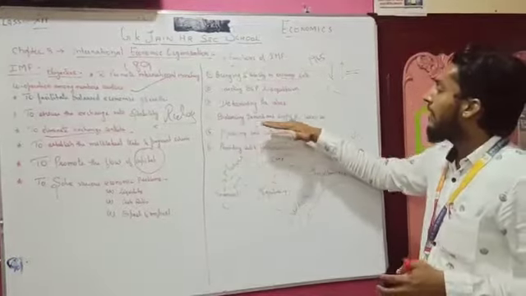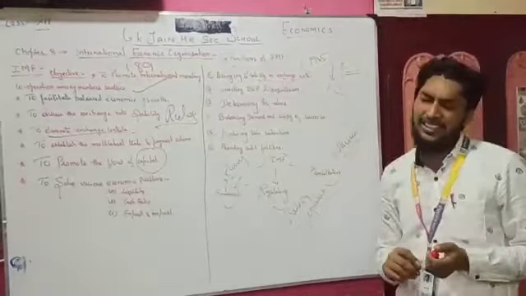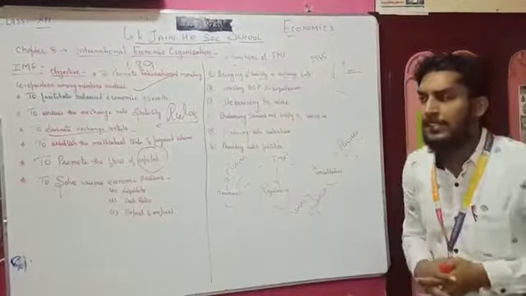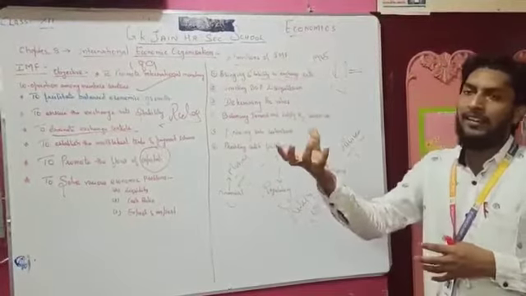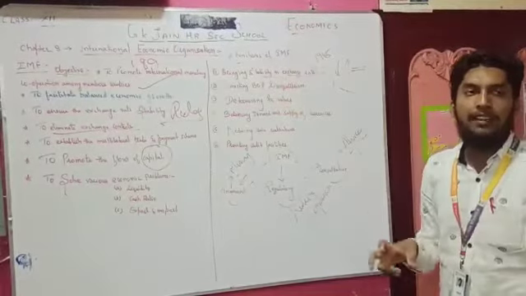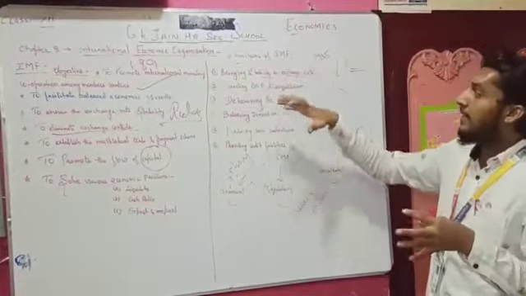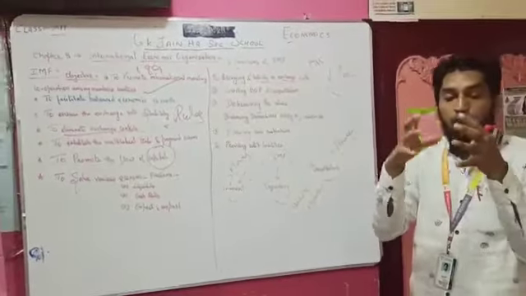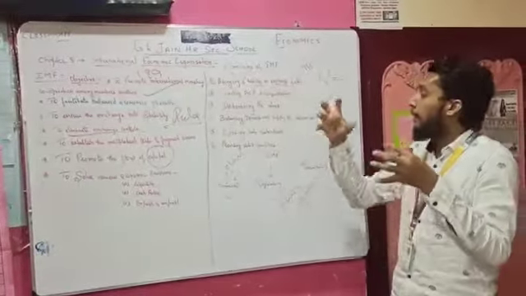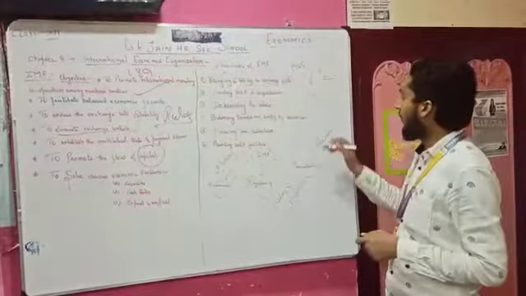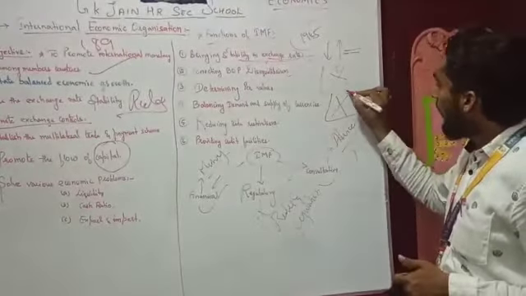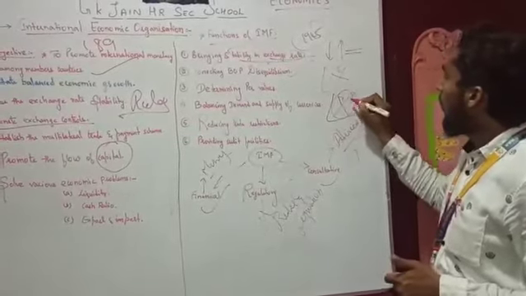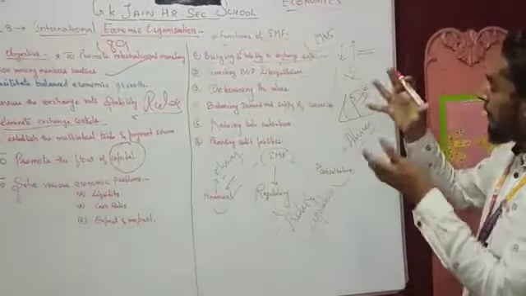Next one, balancing the demand and supply of currency. See, international business deals with the currency. One country, another country. It will have a different currency, I will have a different currency. This IMF will bring the equality. It will bring the perfect balance in the supply and demand. For example, as we know, the supply curve and demand. Now, this supply and demand will be made equal. It will be balanced by whom?